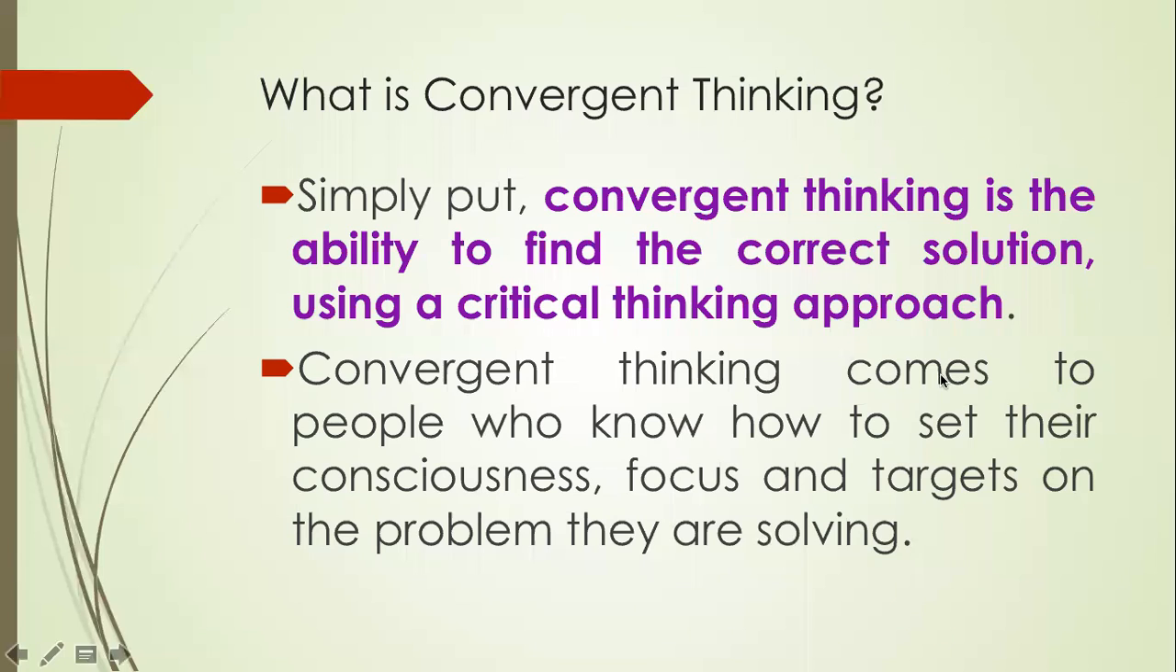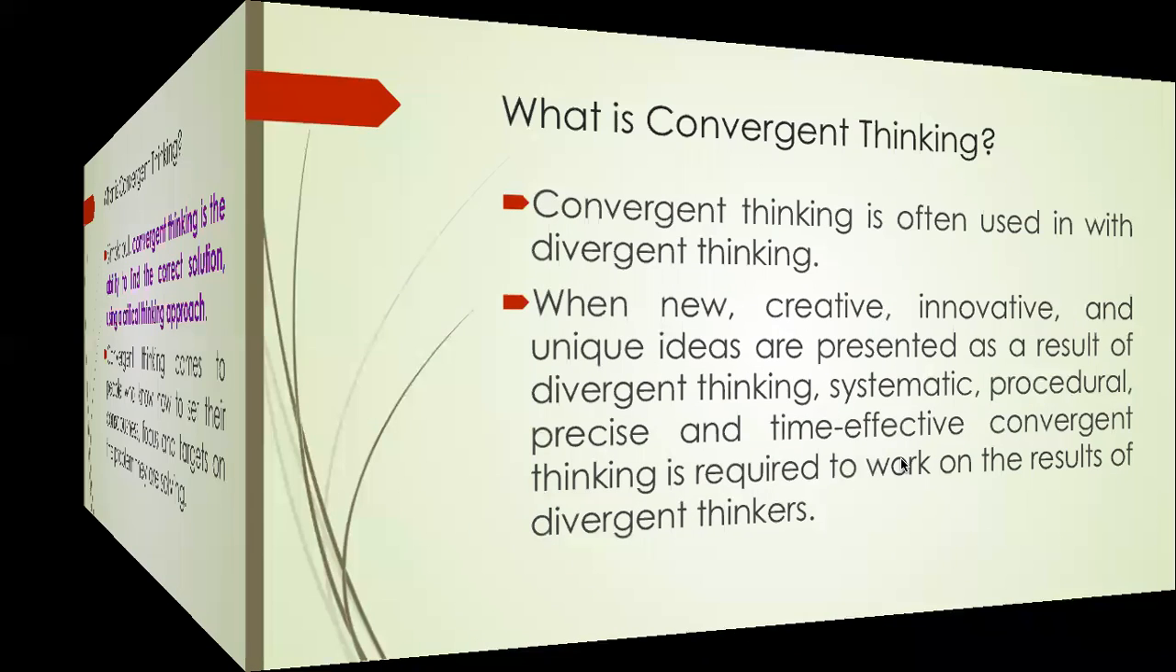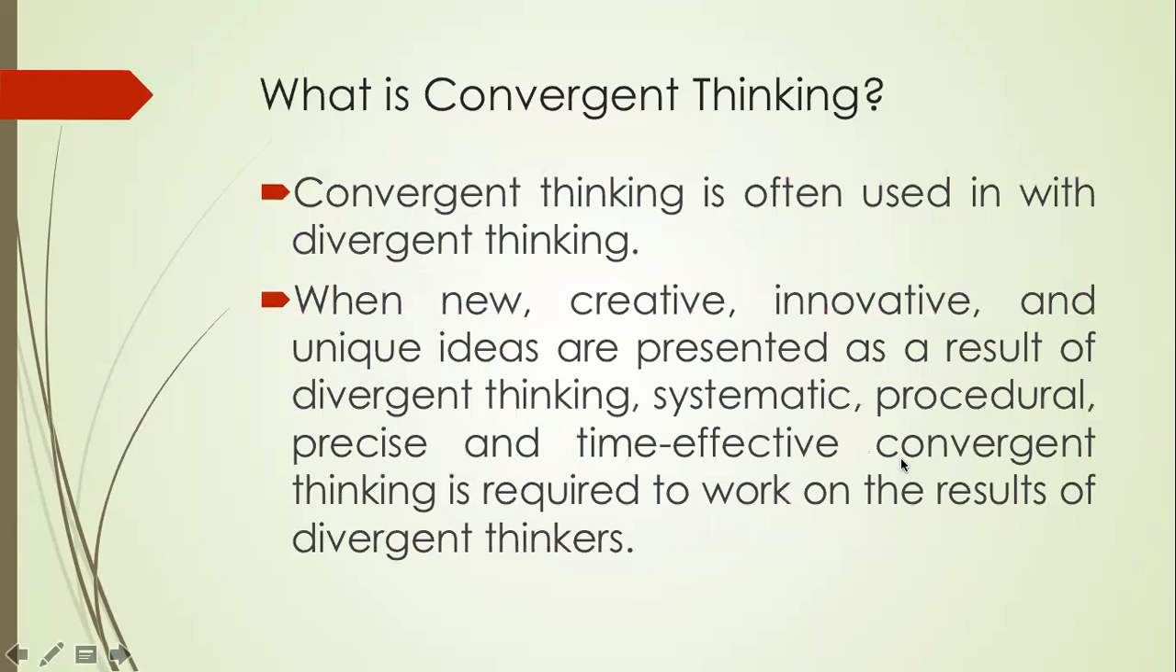convergent thinking. So convergent thinking comes to people who know how to set their consciousness, focus, and targets on the problems they are solving, as it were. And what is convergent thinking again? Now, convergent thinking is always used in conjunction with divergent thinking, because it takes its root from the product of divergent thinking. That's the starting point for convergent thinking.